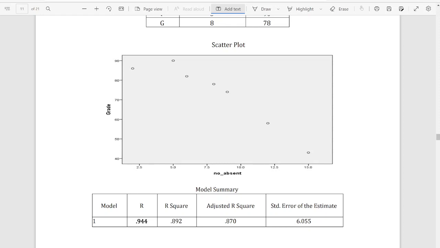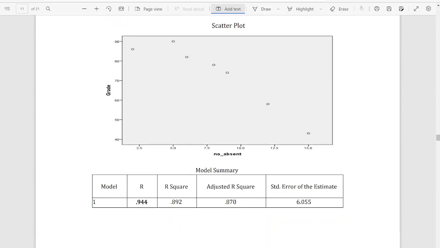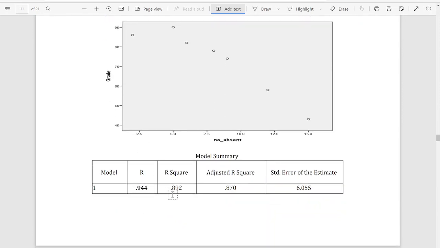Okay, can be explained by the number of absenteeism. Sebab kita ada final grade dengan number of absences. So that means untuk yang R squared ni nanti ada 0.892. So we can just say that 89.2% of the variation in final score can be explained by the number of absences.